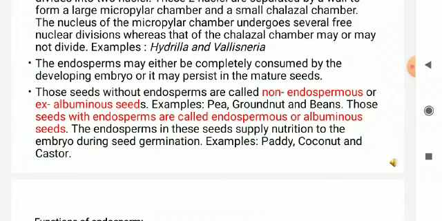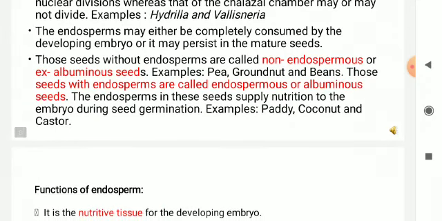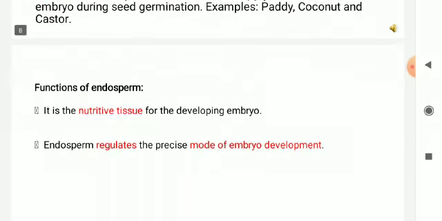In other cases like monocots, when the embryo develops into a new seedling, it consumes the endosperm only partly, and a part of the endosperm remains in the mature seed. So the seed will have endosperm, and such seeds are called endospermic seeds or albuminous seeds. For example, coconut, maize, rice, etc.